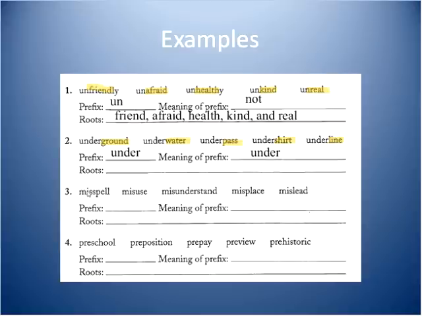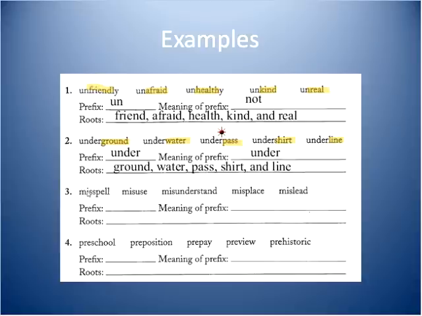So let's think about the meanings of these words now. Let's go back to the first example, number 1. Unfriendly means not friendly. Unafraid means not afraid. Unhealthy, not healthy. Unkind, not kind. Unreal, not real. Underground means under the ground. Underwater means under the water, like if you're swimming in the sea.